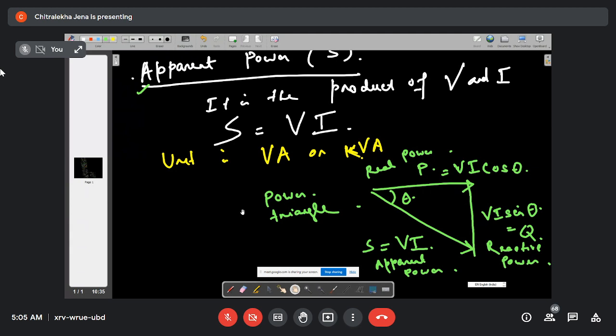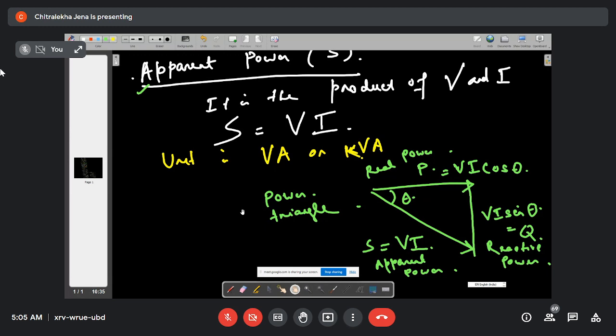Similarly, suppose your father has constructed a house and requires a transformer because your house is large. You will go to a transformer company to buy a transformer. So what will you ask for?